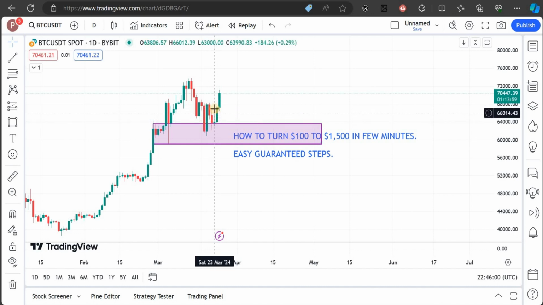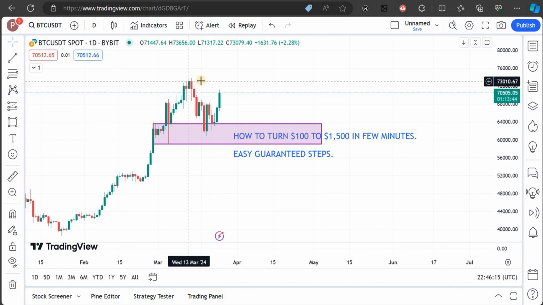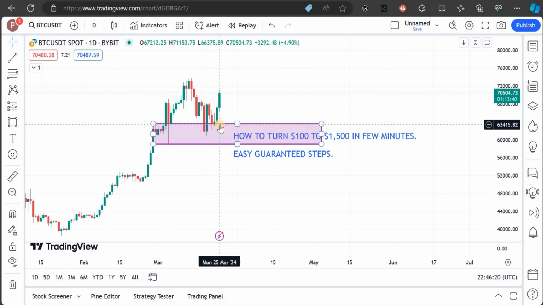So this pattern I saw, I knew that this market was going to push up. So what I did was, as soon as this particular candle was coming up, I took the entry for a buy, and I placed my TP somewhere around here. Then I put my stop loss just below this green candle here.